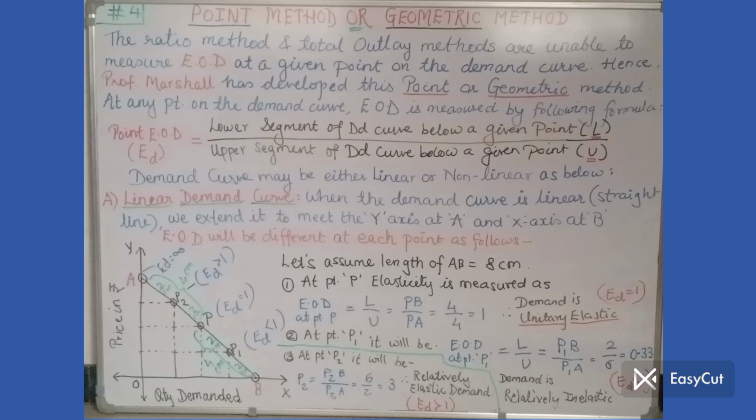Let us move forward. Point elasticity of demand, I have written the formula on the board. ED is equal to L upon U. Now what is this L upon U? That is the lower segment of the demand curve divided by the upper segment of the demand curve below a particular point. Whatever point is given, we have to find the elasticity of demand at that particular point. The formula is ED equal to lower segment upon upper segment. Very simple formula, L upon U. The same formula will be applied everywhere.